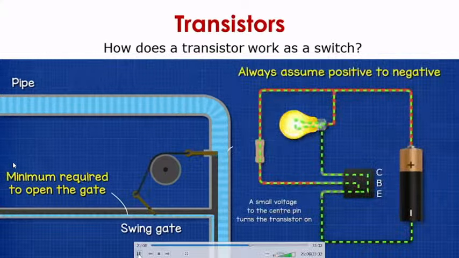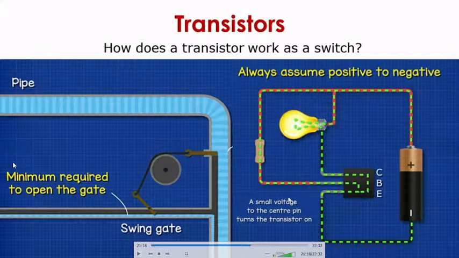So likewise, it needs a minimum current through that base. Only then the current will flow from C to E into the transistor. So in the pipe case, there is a minimum water required. So when there is a minimum water that pushes this swing gate, it will open this disc so that water will flow from here to here.